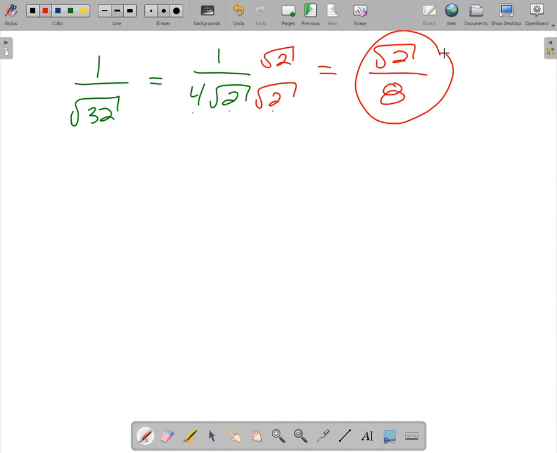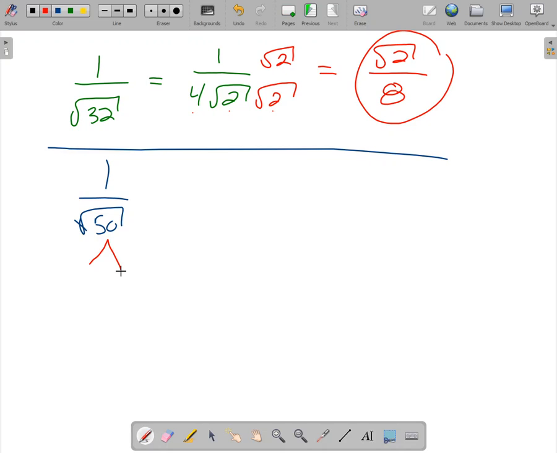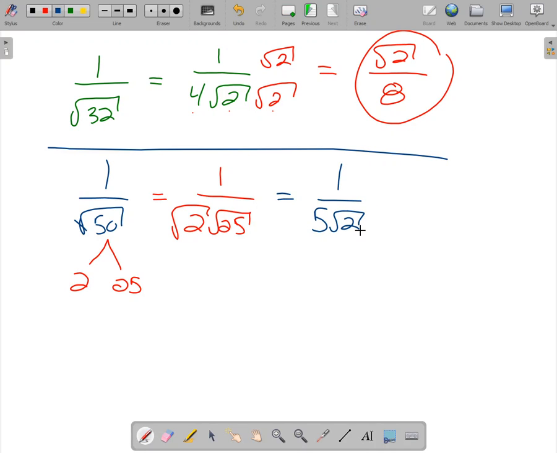Okay. Let's try it for the square root of 50, just to make sure we're getting this. So I had 1 over the square root of 50. Does 50 factor? How does it factor? 2 times 25. And 25 is nice because that's a perfect square. I recognize it right away, so I'm just going to stop. So what I have now is 1 over square root of 2 times the square root of 25. And what's the square root of 25? 5. So what I have is 1 over 5 square root of 2. So I've cleaned up the root.